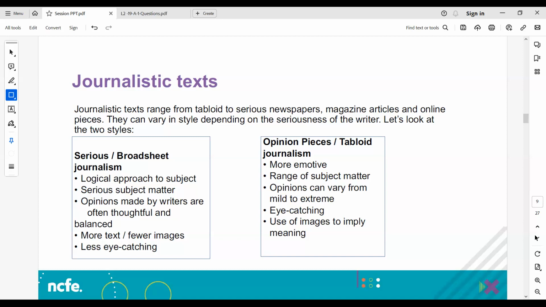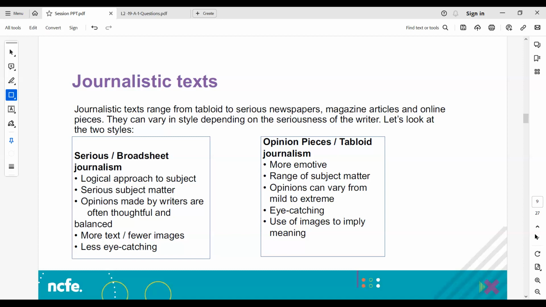The opinions, although it might give an opinion one way or the other, they would generally still share both sides of the argument as well as giving their own opinion. So it'd be more balanced, more thoughtful. And there'd be a greater amount of text. So you do have photographs in a more serious newspaper, but there'd be fewer, and they would probably take up less space on the page as well. And so therefore it's less eye-catching.